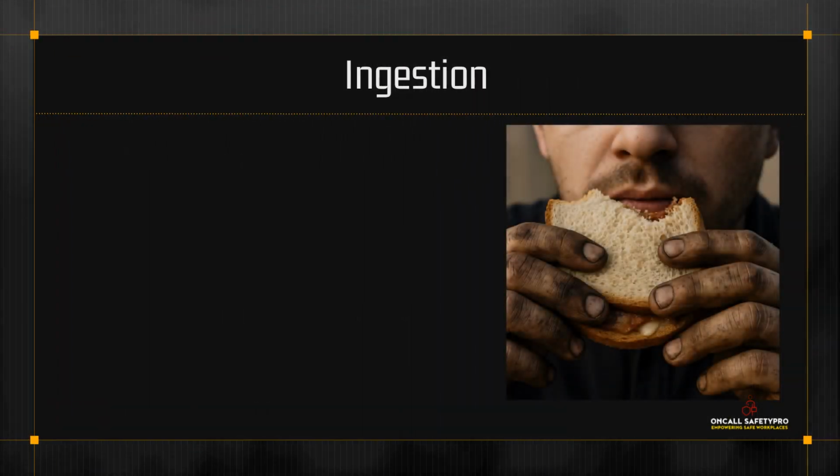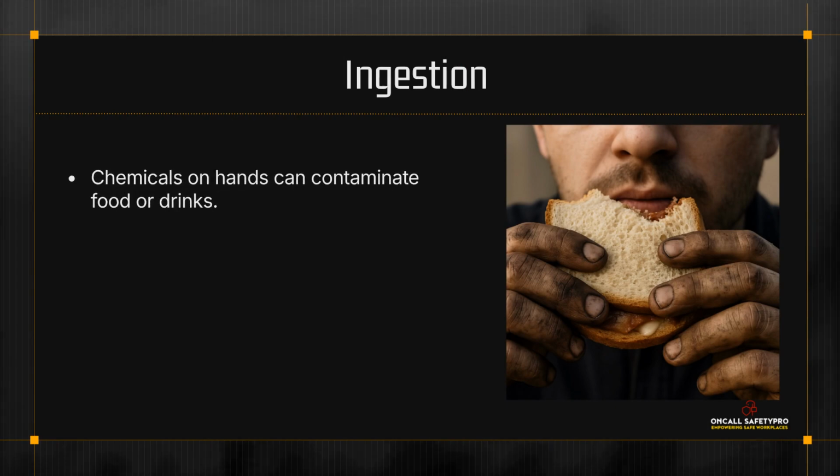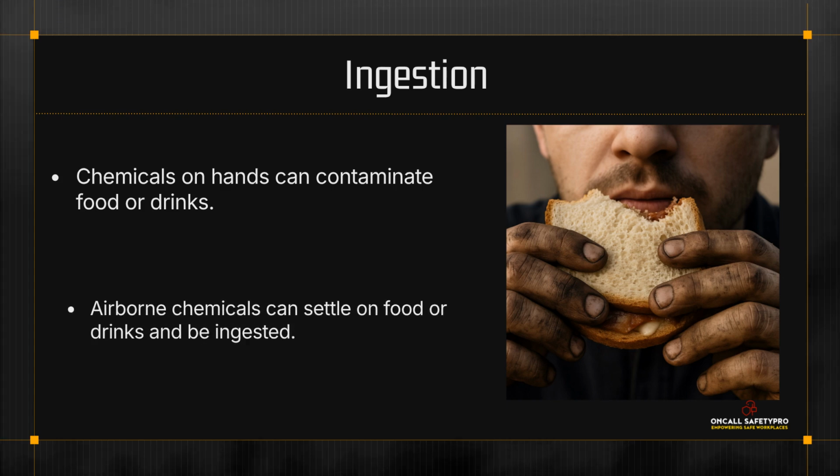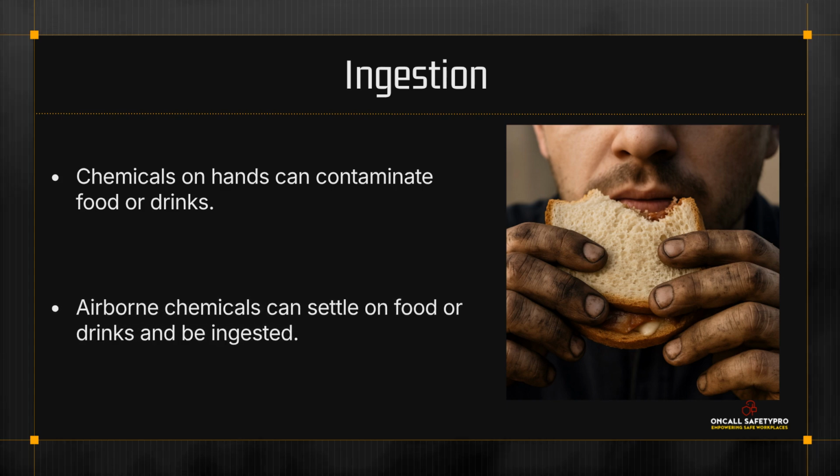Ingestion refers to swallowing chemicals, often unintentionally. This can happen from contaminated hands, food, drinks, or even tools. Airborne chemicals can settle on food or drinks and be ingested. Good hygiene, like washing hands before eating or drinking, is key to preventing this route of exposure.